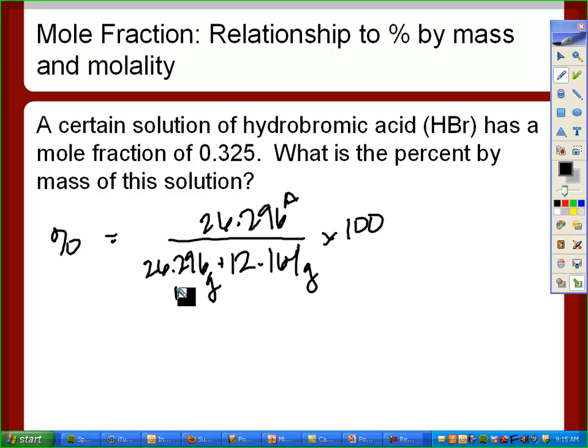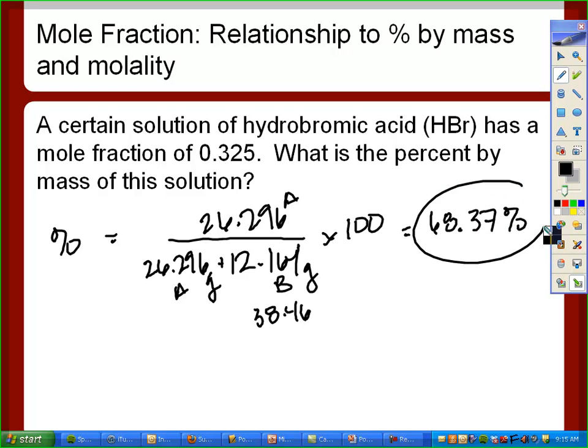Here's A, here's A, here's B. We just converted both of those moles to grams. It's just tedious. So 26.296 plus 12.164 is 38.46 on the bottom. So 26.296 divided by 38.46, times 100, is going to give me 68.37% by mass. Whew!